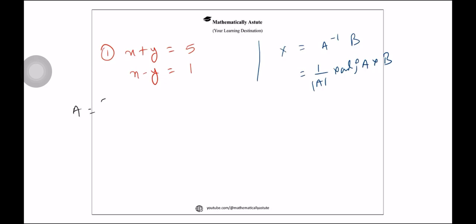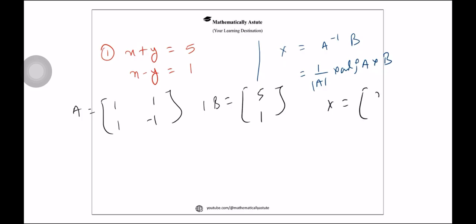A is the coefficient matrix of the first equation and the second one. So the coefficient of x is 1 and the coefficient of y is 1. From the second one, 1 and minus 1. B is the solution matrix, which is 5 and 1. And X is the variable one, x and y. Okay. Now we will calculate mod A.